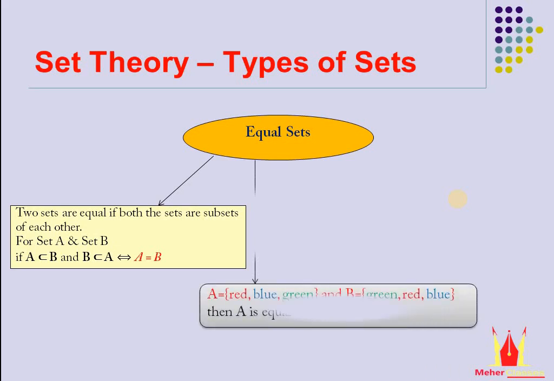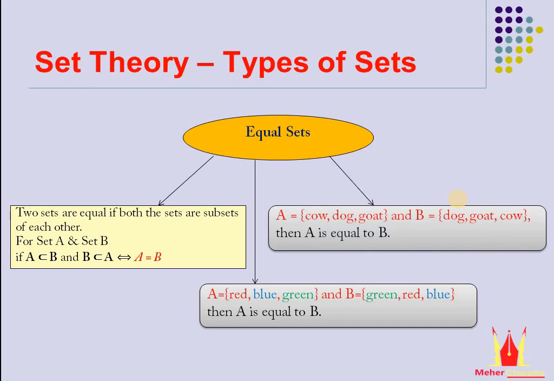Let's take an example of it. If A is equal to red, blue and green and B is equal to green, red and blue, irrespective of the order, we have the number of elements and the type of elements as the same. So A contains red, B also contains red. A contains blue, B also contains blue. A contains green and B also has the green element in it. So A is equal to B.